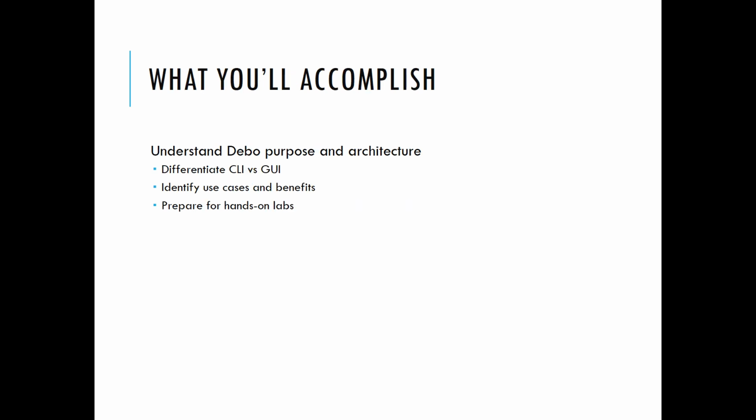By the end of this series, you will have achieved several key objectives. You will deeply understand Debo's purpose and its client-server agent architecture. You'll be able to clearly differentiate between when to use the CLI versus the GUI. You'll be able to identify specific use cases in your own environment where Debo can save time and reduce errors.